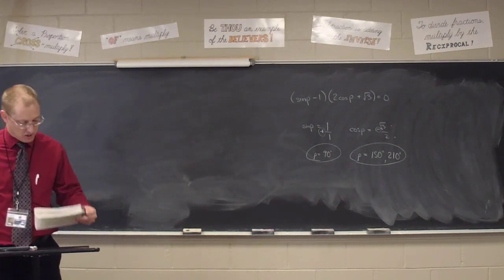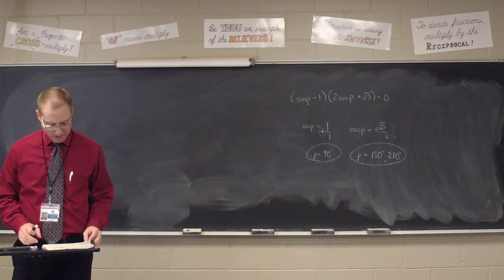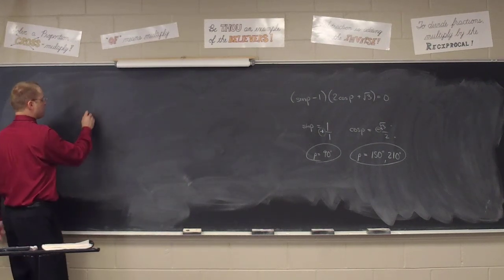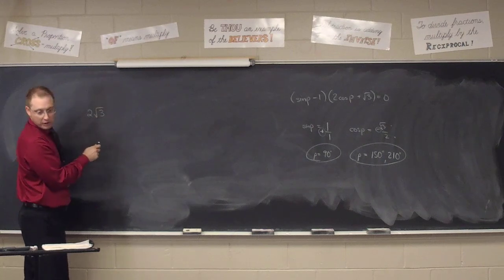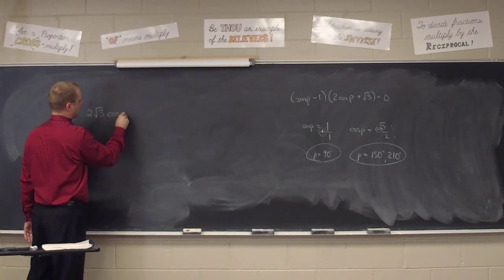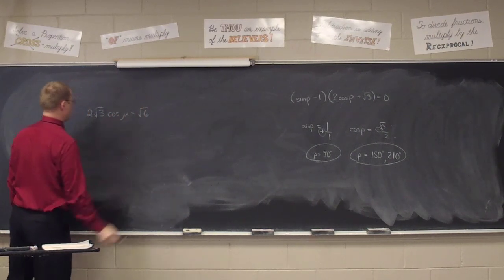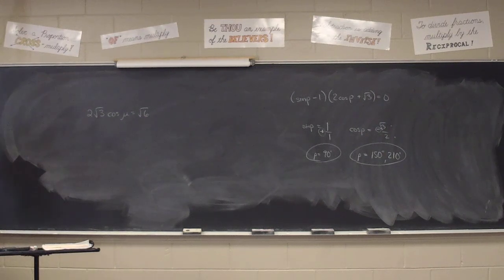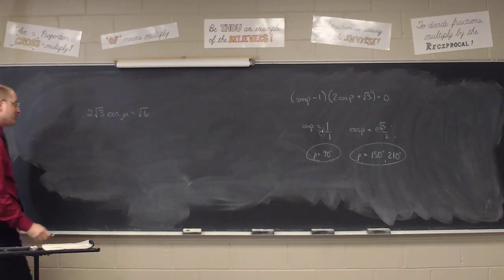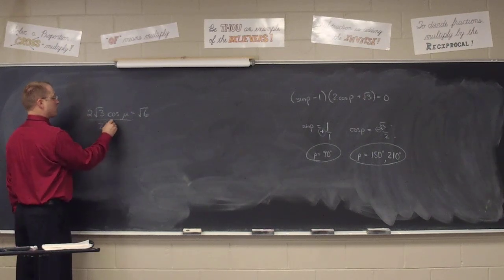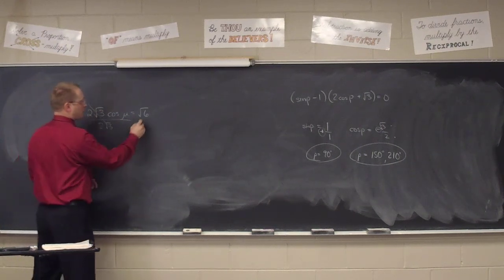Let's take a look at the next page. I think we have time for just one more here. Number 9 kind of has an unusual twist to it. 2 square root of 3 cosine mu equals square root of 6. It's actually a really easy first step. What should we do? Divide the 2 square root of 3 away, because that's what's being multiplied by cosine.